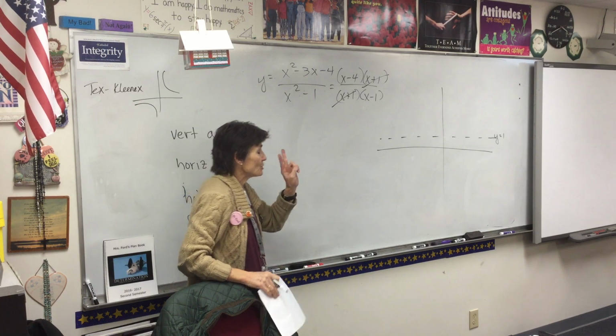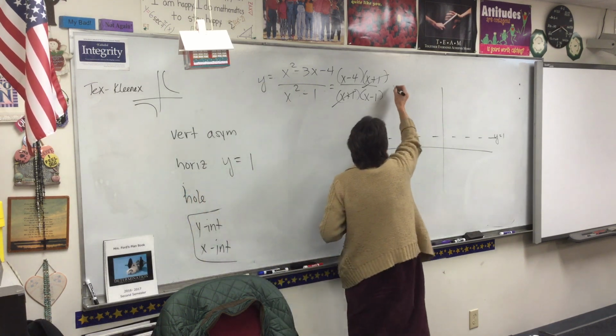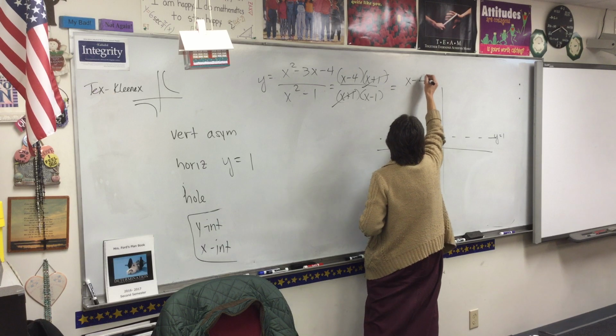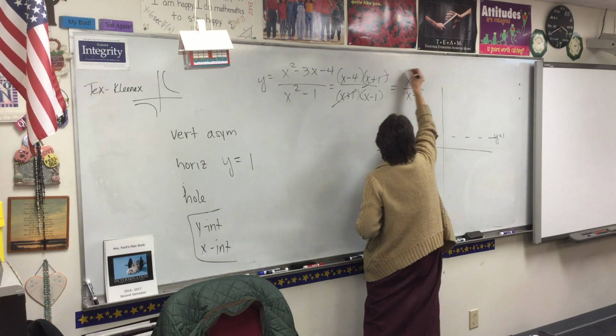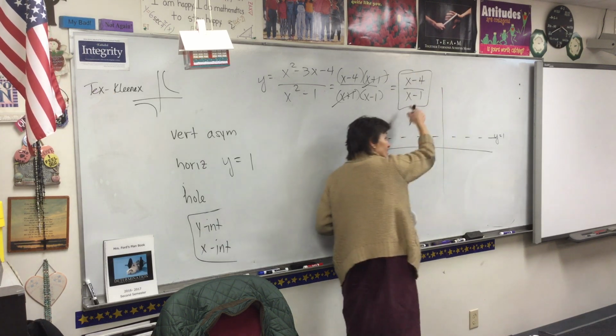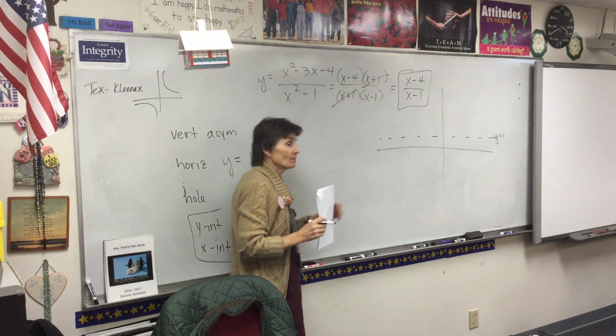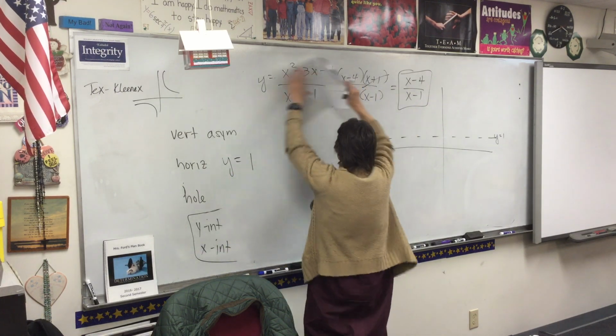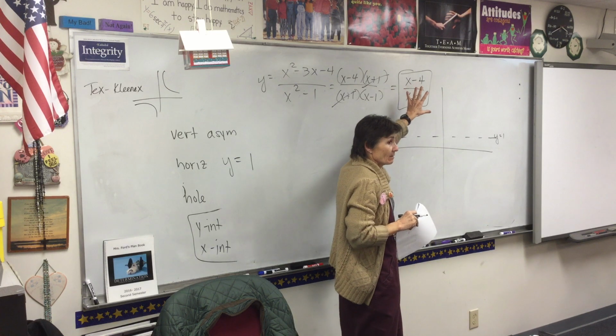So now I want you to do two things. I want you to rewrite the new problem, which is x minus 4 over x minus 1. And that is now the problem. We're not going to look anymore at any of this. We're only looking at that now.